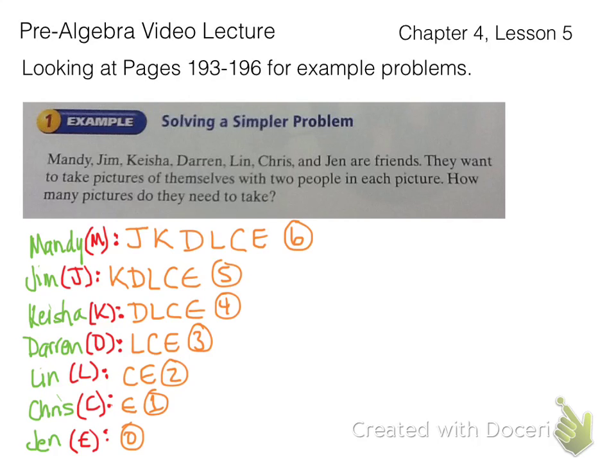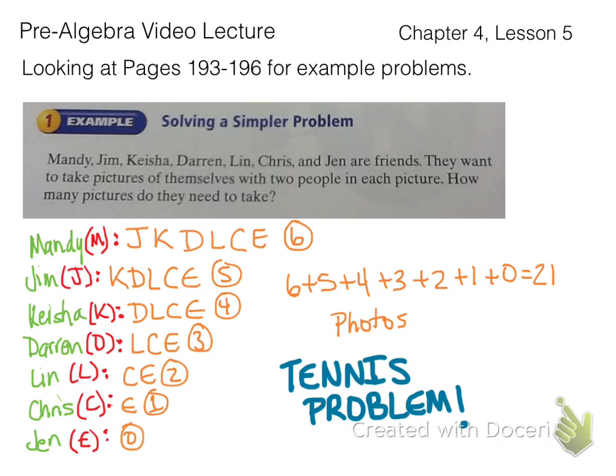Now we've got to add up all the pictures together. Guess what? They took 21 photos. This is what we call a tennis problem. Get used to it, all right? Because this works for tennis problems as well, like how many games were played if you have 10 players in a tennis match. You get the idea, right?